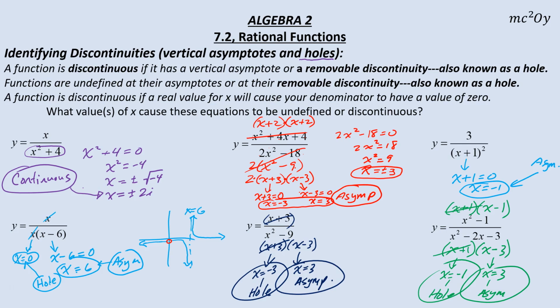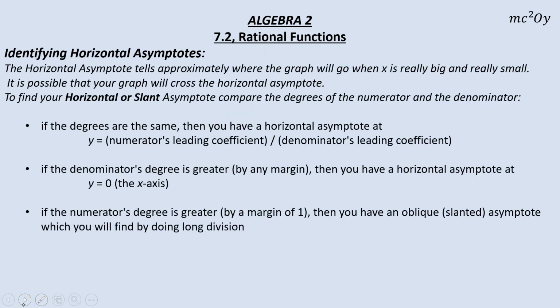All right. So that deals with vertical asymptotes and holes. Okay? The thing that we haven't talked about are horizontal asymptotes. And that's actually a lot easier. It's very wordy here, but I'm going to read through it and then I'm going to show you how to do it. We'll make it a lot simpler.